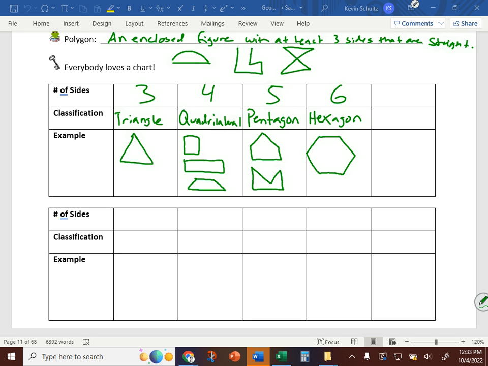How about a seven-sided shape? Vince? Septagon is correct. You'll also hear it called a heptagon. Either word is fine. The word sept means 7, and hepta means 7 as well. And these you don't see too often. So let's see: 1, 2, 3, 4, 5, 6, 7. There's a good heptagon for you.